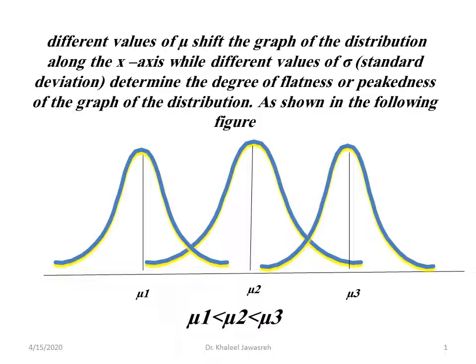We are dealing with different values of the mean and also of the standard deviation. And remember that the mean of the standard normal curve is equal to 0, the standard deviation is equal to 1, and the total area under the curve is equal to 1.